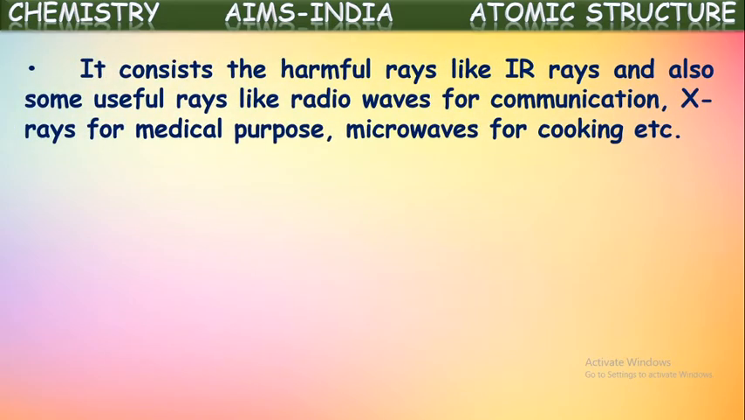It consists of harmful rays like IR radiations, and also some useful rays like radio waves for communication, X-rays for medical purposes, microwaves for cooking, etc. This electromagnetic spectrum consists of different waves with different frequencies and wavelengths. It has certain harmful radiations like infrared radiation and some useful radiations like visible light, radio waves which are used for communication, X-rays which are used for medical purposes, and microwaves which are used for cooking in ovens.